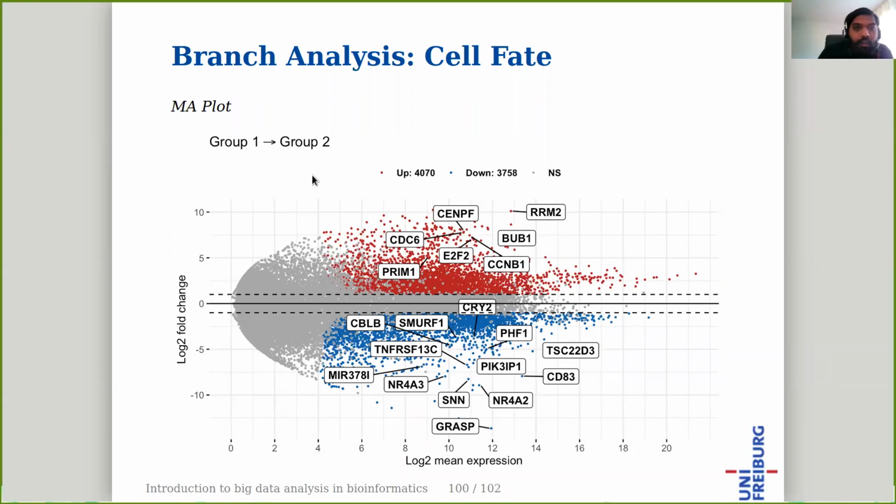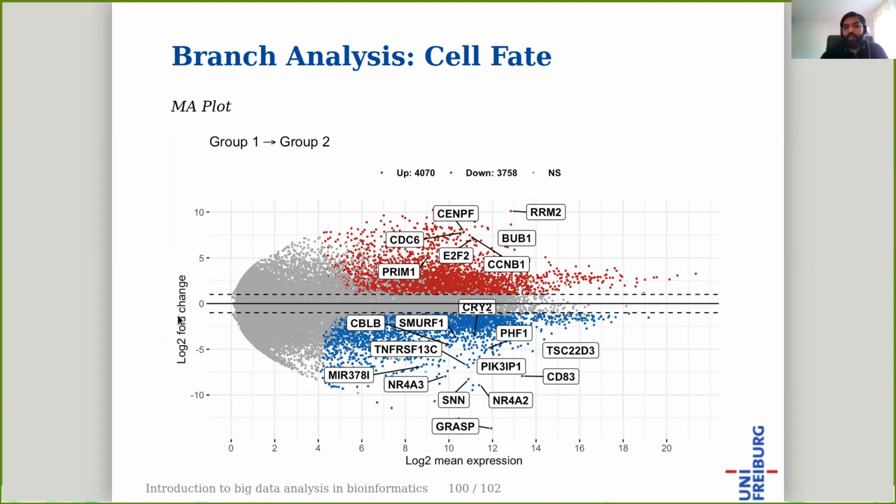look at a so-called MA plot here. So we have two groups of clusters, and now we look at the mean expression level on the x-axis here. Probably you've seen this for bulk RNA sequencing, because if you use DESeq for differential expression, that also produces a similar MA plot. So here you have log2 mean expression. This can be a geometric mean, and here you have log2 fold changes.